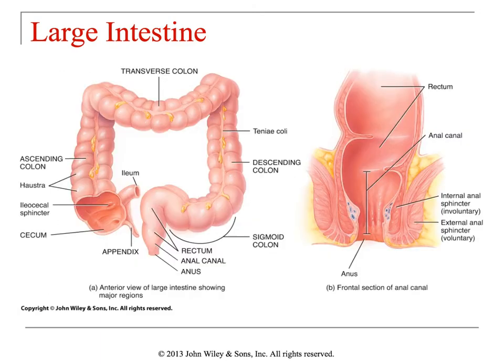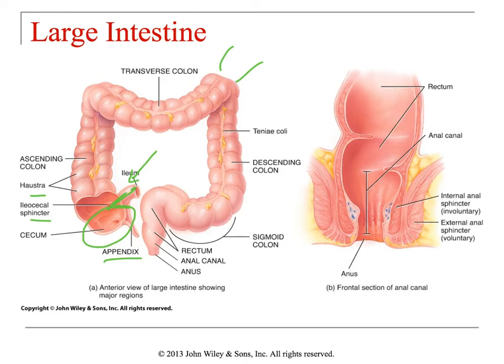Here's a picture of the large intestine. Here's the ileum, which is the last part of the small intestine, and it joins up here. The blind pouch, remember, is called the cecum. There's a little sphincter that attaches the ileum and the cecum, which is the ileocecal sphincter. Here's the appendix, which hangs off the cecum. The pouches are called haustra. Each one is a haustrum.